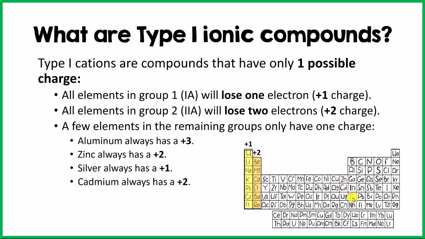The transition metals have a variety of charges, and even some of the elements in group 13 over here that we said generally have a +3 charge, some of those don't always have a +3 charge. Aluminum, however, always has a +3 charge, found right here. Zinc always has a +2 charge, right here. Silver has a +1 charge, right here. And cadmium, right next to it, has a +2 charge. So these are our type 1 cations that always are going to have that same charge.